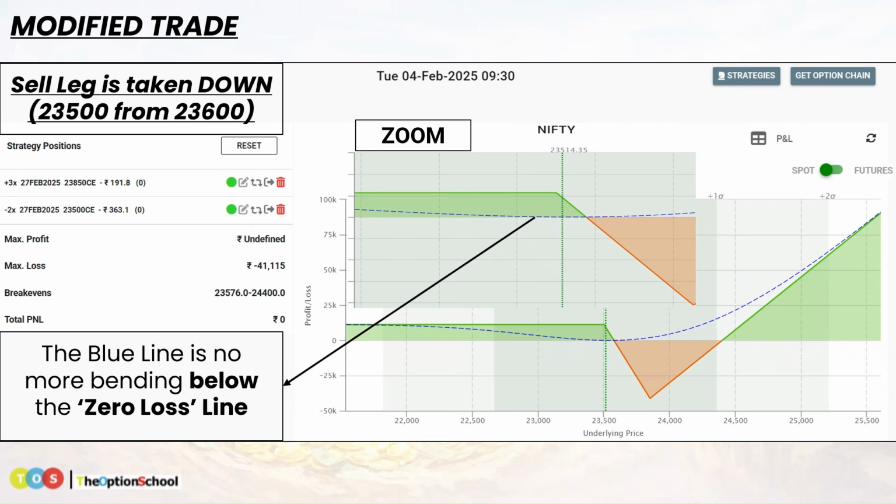By doing this, we have brought the blue line to almost the horizontal line or above that, as shown in this payoff diagram. This is the most important thing to understand in this trade. If my blue line is above the horizontal line, then that means that even if the market falls, there is not going to be any major loss. Please note it again. You can stop the video and see it and then resume.